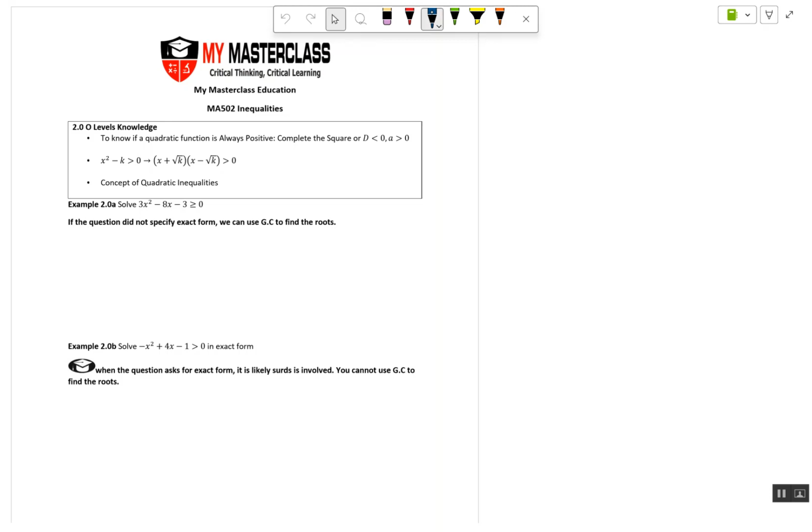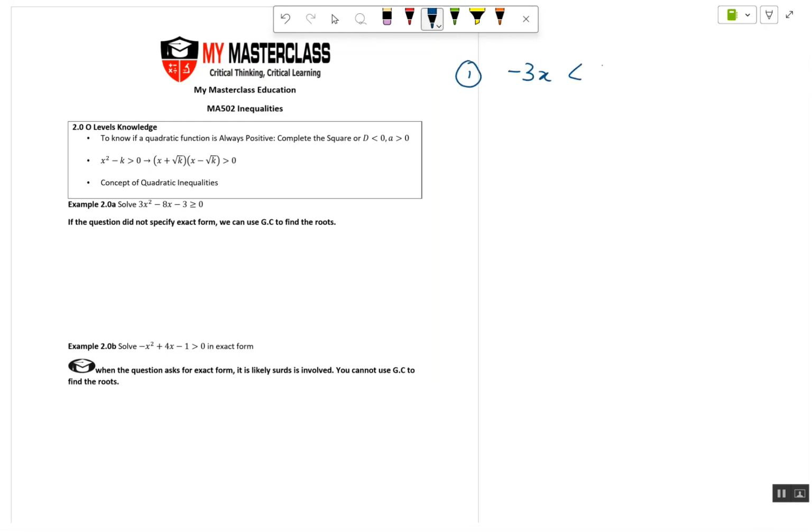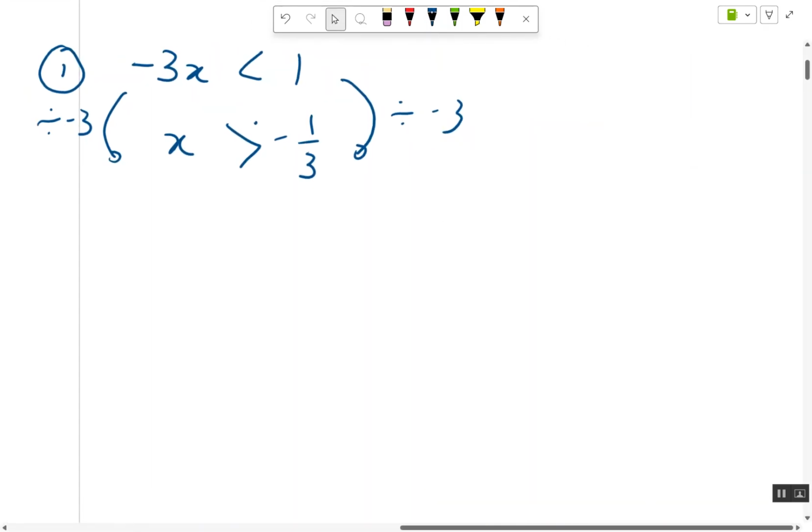Before we start this topic on H2 math inequalities, let's get through some basics of O levels first, okay? So number one is, for example, if you have 3x less than 1, when I am going to divide by negative 3, or even if you multiply, as long as you multiply or divide by a negative number, the inequality sign will change. Okay, so the concept is right now, last time in O levels we can just take this for granted, but the concept is like this: minus 3x less than 1.